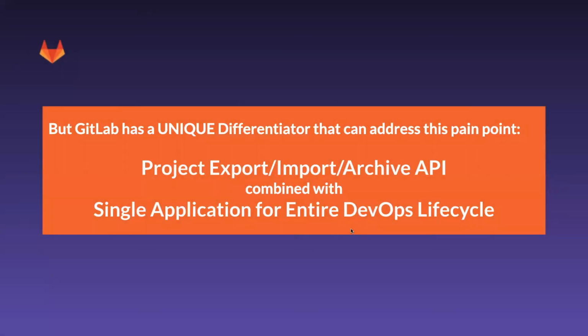So this is where GitLab comes in. GitLab has a unique differentiator where this pain point, this specific use case, can really be solved in a much, much simplified way. So as you may already know, GitLab is a single application for the entire DevOps lifecycle. It has everything from planning to source code management, to package management, to actual deployment, to the CI/CD pipelines, to containerization. All of that is packaged within one application.